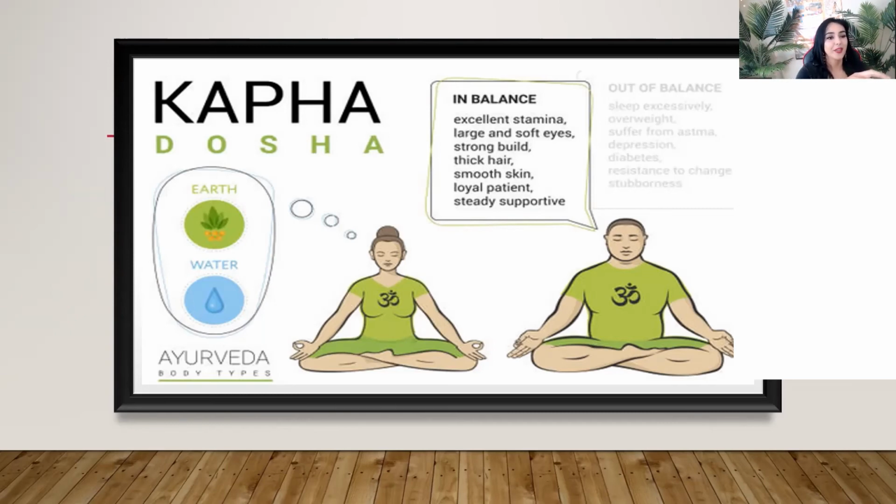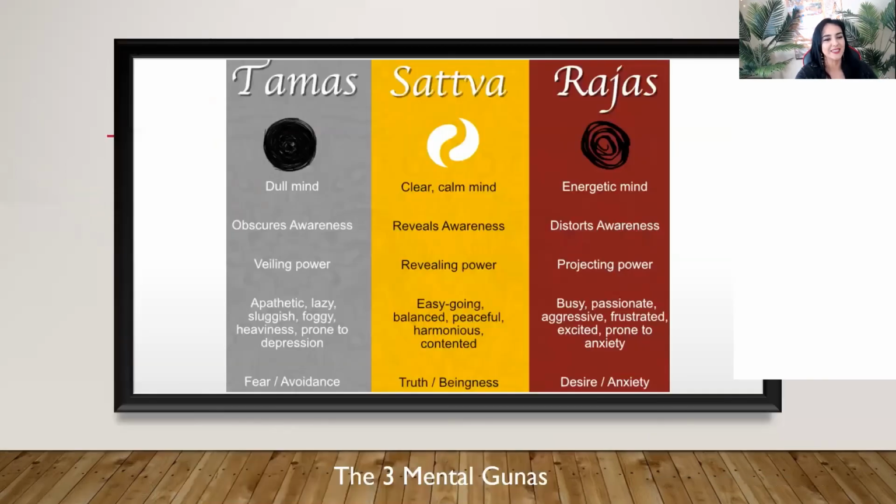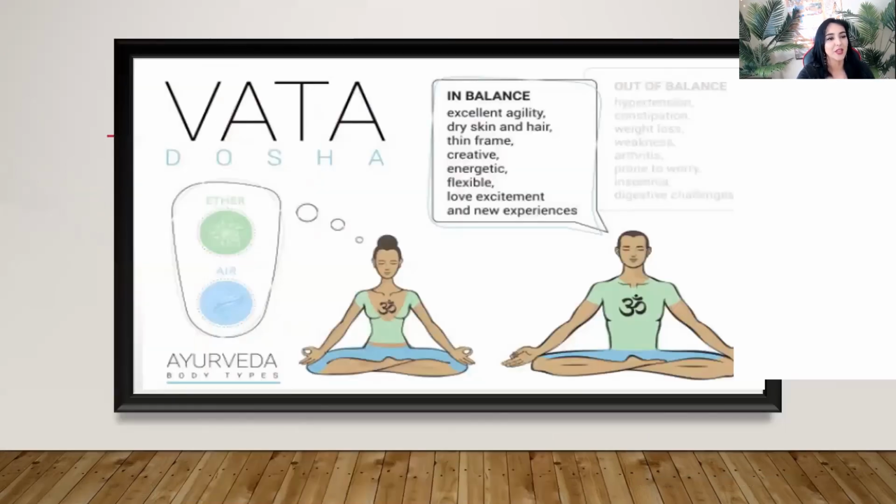Now, we are moving to Vata. I should have just deleted these slides because we're not really using them too much. So the Vata element is different. This one doesn't have water. It's actually space or ether and air.